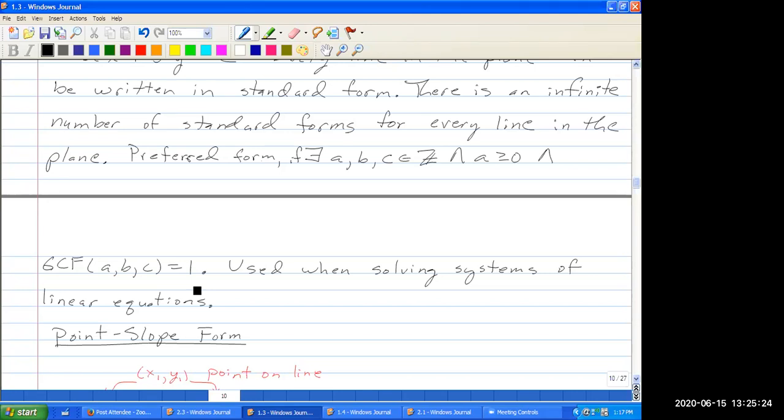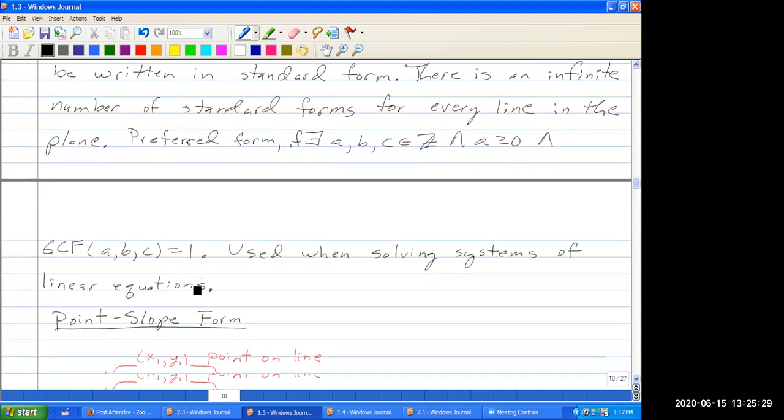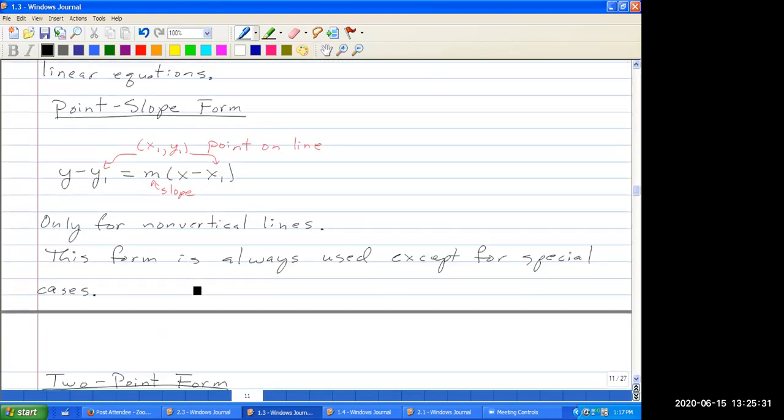The point-slope form for the equation of a line. So the point-slope form for the equation of a line is just y minus y1 equals m times (x minus x1), where m is the slope of the line, and (x1, y1) is a point on the line.